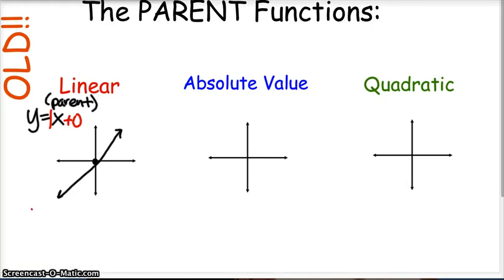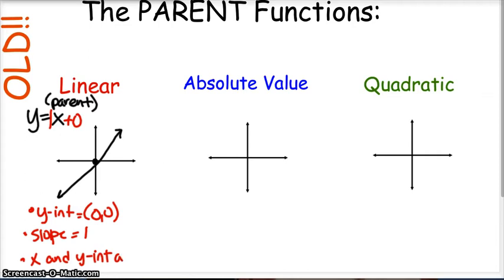So a couple things to note. The y-intercept, you can write this under characteristics, is (0, 0). The slope is 1. And I guess in this case, the x and y-intercept are exactly the same. Actually, let me go back to linear. Linear, anything that makes a line. So here's the family name, here's the equation, graph, characteristics.